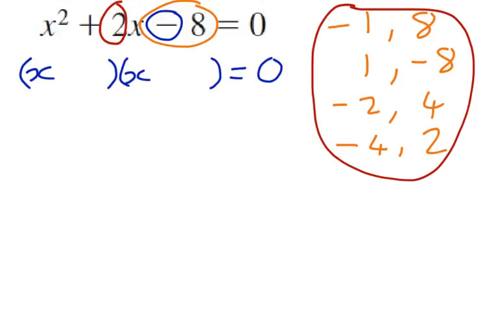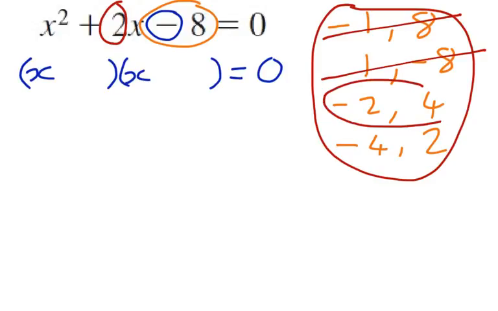So minus 1 plus 8 is 7, so we don't want that one. Minus 8 plus 1 is minus 7, so we don't want that one. Minus 2 plus 4 is plus 2, so that's the one we want. So you put minus 2 in here and plus 4.